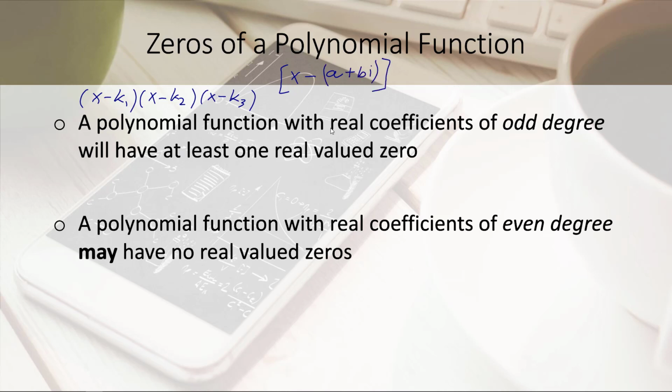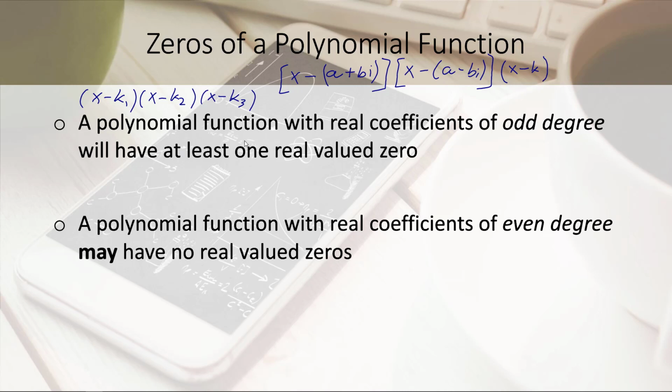Well, if that's the case, then there must be another 0, which is the conjugate of that, which would be x minus a minus bi, which would leave one other 0 left, and that one 0 cannot be complex because there's nothing to pair it with. So that 0 would have to be the function x minus k.